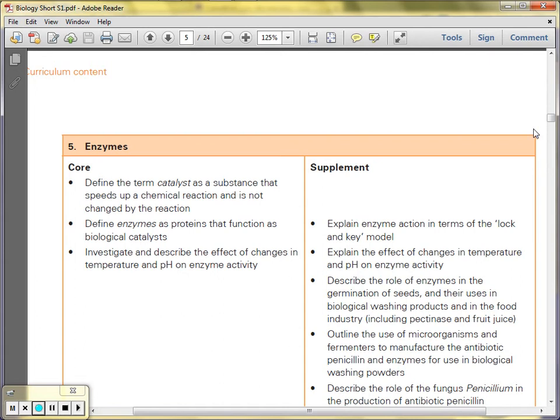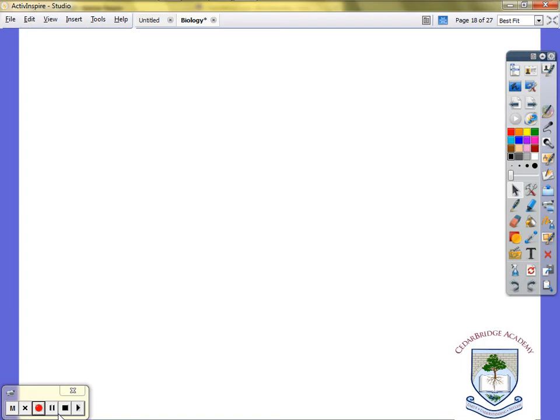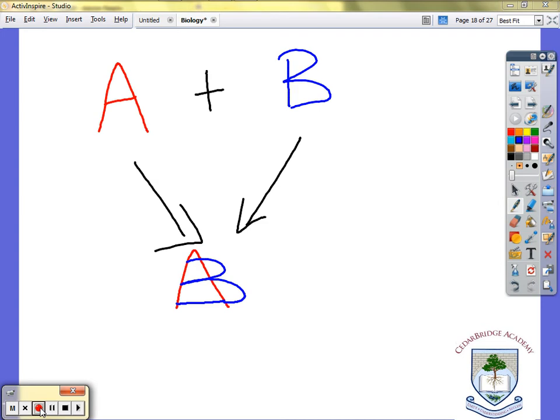So let's talk about what a catalyst is. Define the term catalyst as a substance that speeds up a chemical reaction and is not changed by the reaction. So what that means is, let's say you have a chemical reaction. A chemical reaction is A plus B turns into AB. Normally what we can do to make this reaction happen faster is we can increase the temperature so that the A and B are moving faster so it happens quicker.